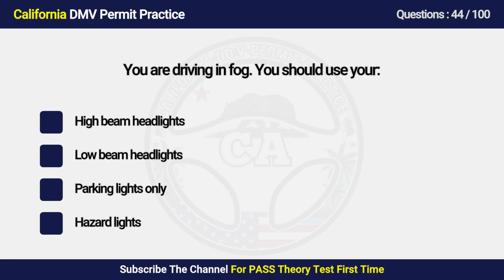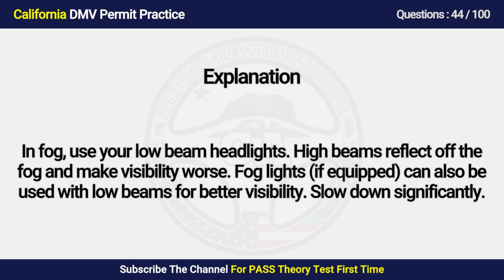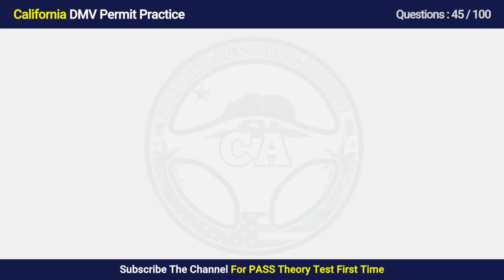Question 44. If you're driving in fog, you should use your A, high beam headlights, B, low beam headlights, C, parking lights only, D, hazard lights. Answer is B, low beam headlights. In fog, use your low beam headlights. High beams reflect off the fog and make visibility worse. Fog lights, if equipped, can also be used with low beams for better visibility. Slow down significantly.